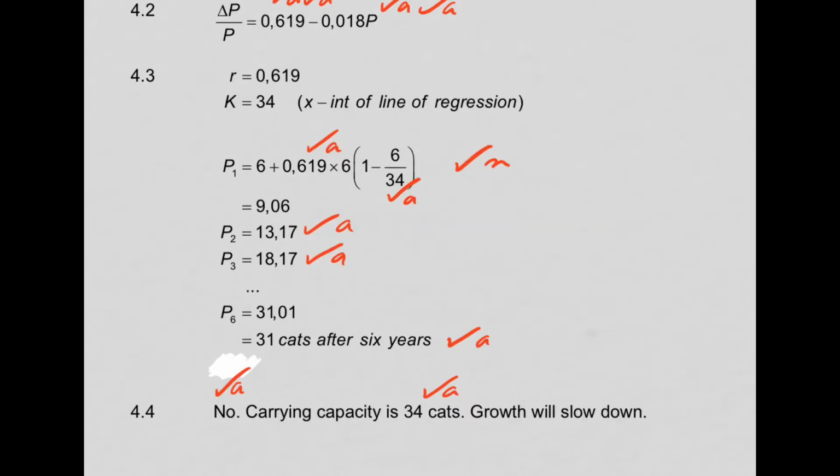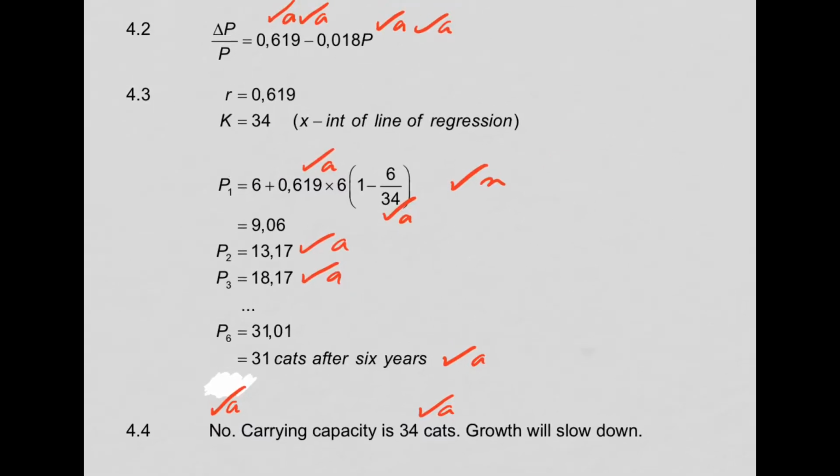4.3, the number of the cats in the table above were only estimates. However, P0 is accurate. Write a recursive formula for the model represented in this table and use it to predict more accurately the number of wild cats in the reserve present after 6 years. Right, so it's a logistic curve, and we need our R value, which is 0,619.